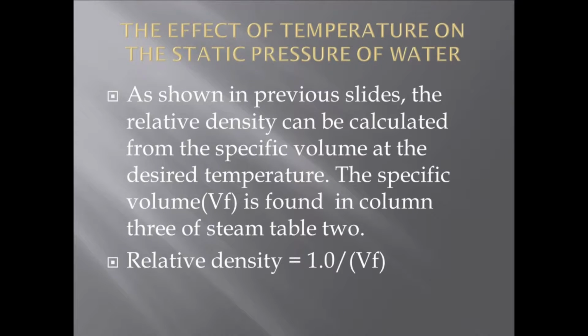As shown in previous slides, the relative density of water can be calculated from the specific volume at the desired temperature. The specific volume VF of water is found in column 3 of steam table 2. We can then use the formula relative density equals 1 divided by VF.